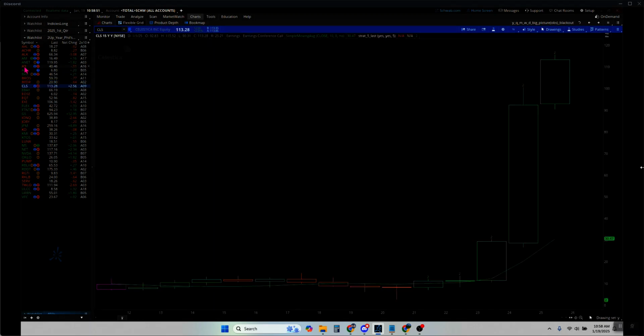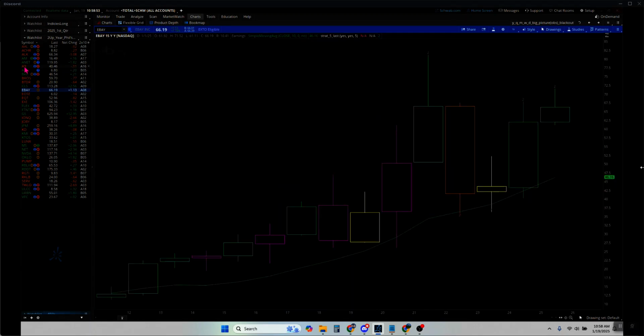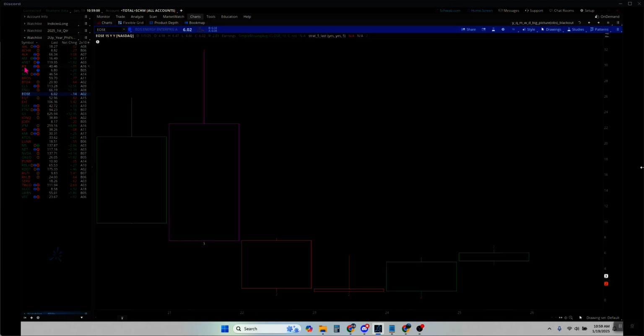Look at some of these moves, guys. What about eBay? eBay, what? EOS Energy. Do you think this one might be good to throw $100 at? Yes. $1,000 at?